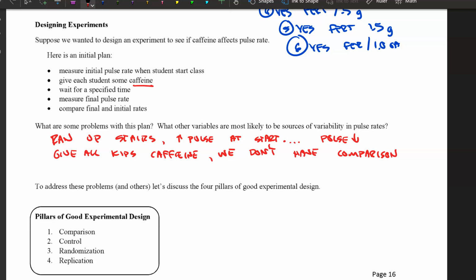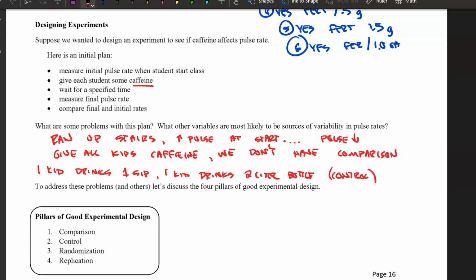What other sources of variability could come into play? Maybe one kid, and I don't know if we're giving them a soda, I don't know how we're giving them caffeine, drinks one sip of caffeine soda, and another drinks a 2-liter bottle. So if different kids are doing different things, and we're going to talk about controlling other variables down the road, there's a lot of variability.